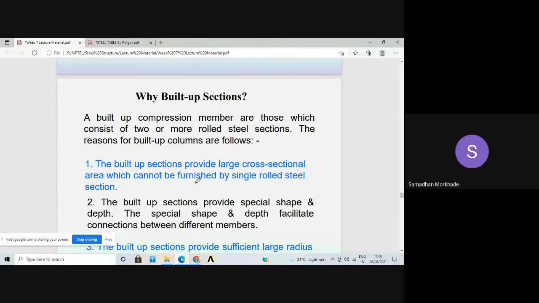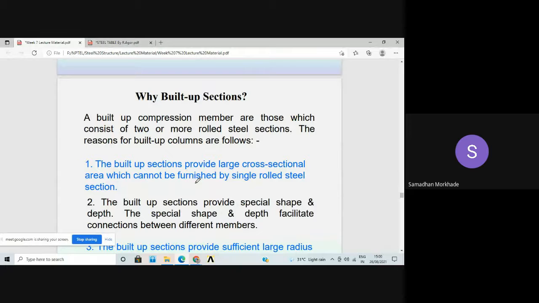Remember the words, it is a new term: lacing and battening. Normally, recall the columns used in railway platforms. Okay, there are four angle sections, and one solid circular rod has been placed with stitch welding at each location to hold those four angle sections together. That solid rod is a type of lacing.